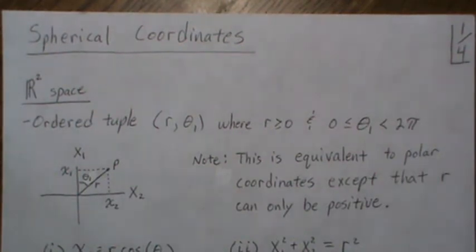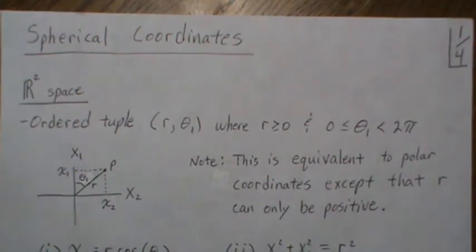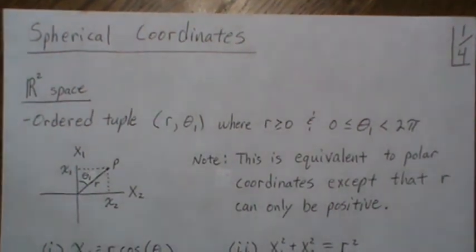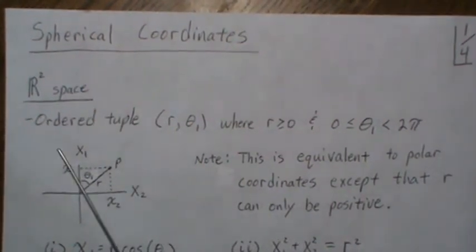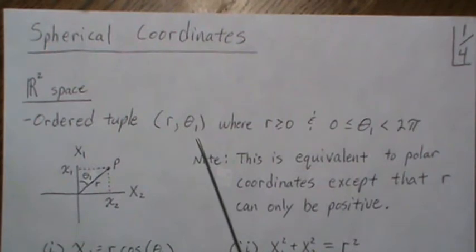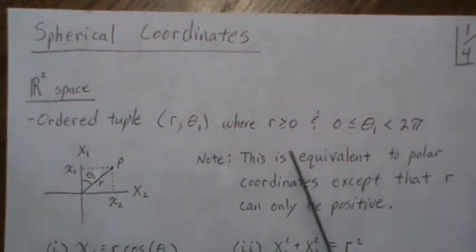And we're going to do it going from R2 space to R3 to R4, so you can see the general development, and then we'll give an example at the end. In R2 space, the spherical coordinates are an ordered tuple, r and theta 1, where r is positive and theta is between 0 and 2 pi.